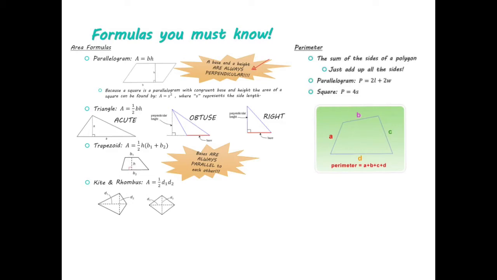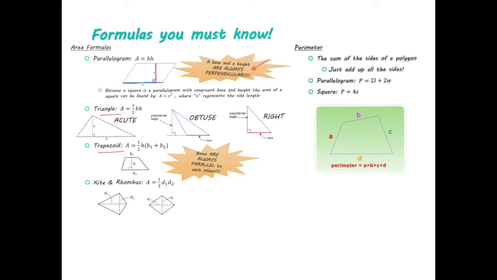So if this length of our parallelogram is the base, then the height is going to be perpendicular to it. It's going to form a 90-degree angle. A really important concept, because it goes along with our triangle and our trapezoid as well. And even when we start talking about prisms, the same idea is going to be true, where the base and the height are going to be perpendicular to each other.